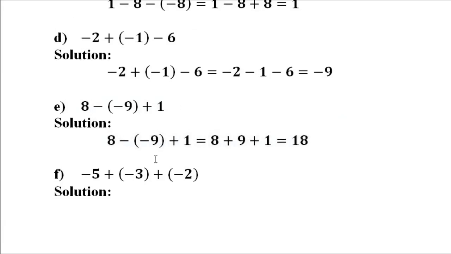The negative of a negative is positive. Therefore, the expression simplifies to +8, +9, and +1. Their total sum is +18.